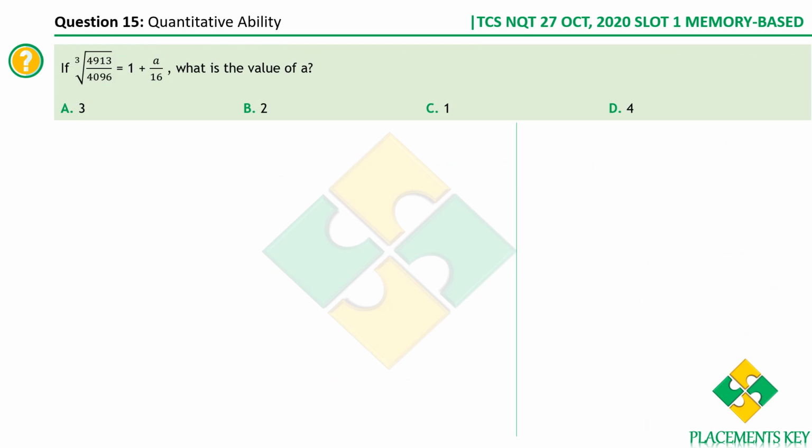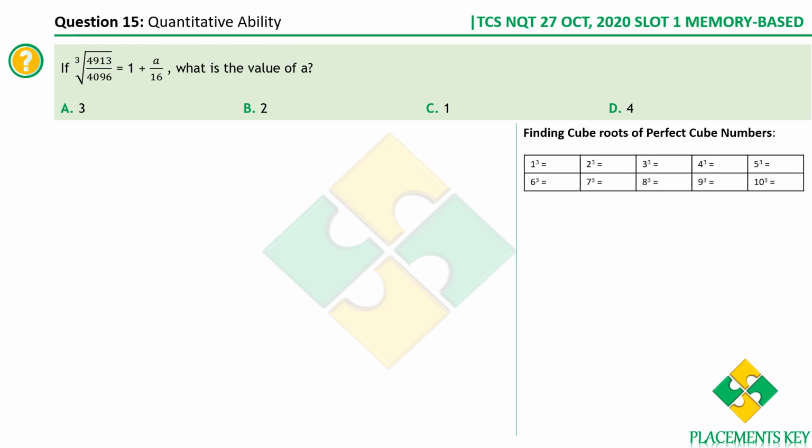Cube root of so much is equal to 1 plus so much. Okay, what is the value of a? So first let me explain how to find the cube root of perfect cube numbers. Okay, so what is 1 cube? It is 1. 2 cube is 8. 3 cube is 27. 4 cube is 64. 5 cube is 125. 6 cube is 216. 7 cube is 343. 8 cube is 512. 9 cube is 729. 10 cube is 1000.